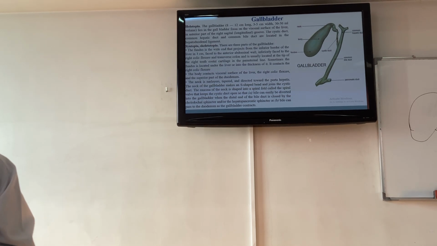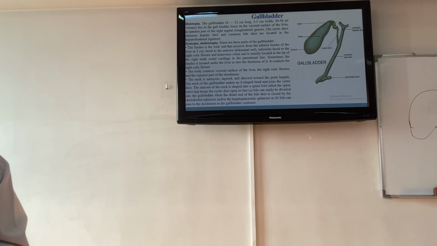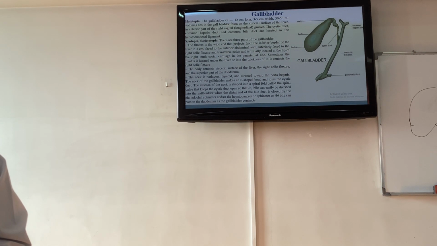That's all I want to say. And the liver and gallbladder have vegetative innervation: parasympathetic from the vagus and sympathetic from the celiac plexus.